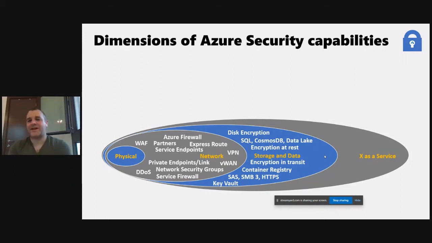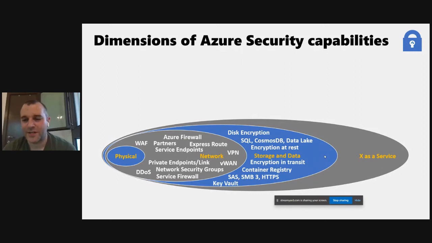Okay, so now we're moving up the stack. So we're going to talk about some of the fundamental, more compute level services that we have in Azure. So of course, we have the classic IaaS, container as a service, platform as a service, and software as a service. So all of these platforms have security capabilities built into them, depending on which one that you're dealing with.